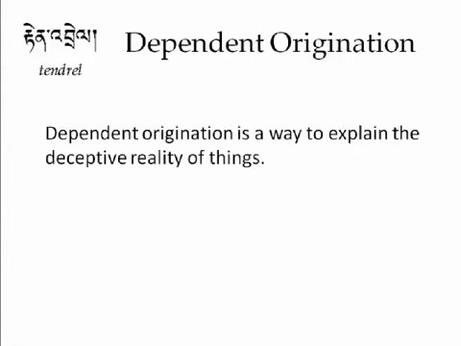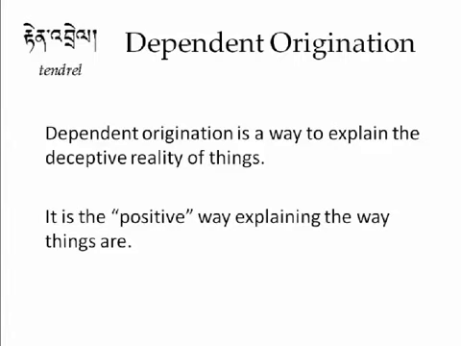This brings us to dependent origination. Dependent origination is a way to explain the deceptive reality of things. So it's just as the title says, that a thing's origin, meaning where it comes from, is dependent on something. So everything exists dependent on something else is what dependent origination means. And what it's dependent on depends on the school of thought. And we'll just go over that next. But dependent origination is the positive way of explaining the way things are.